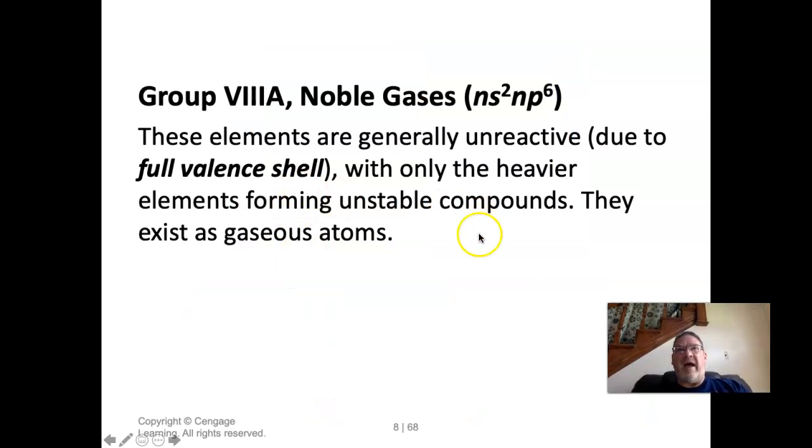And then finally, the noble gases. This is our far right column. They have that full valence shell. And again, you see that with that.